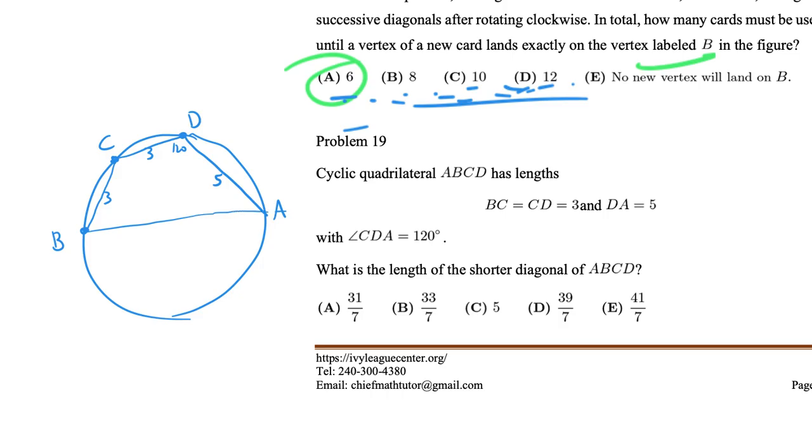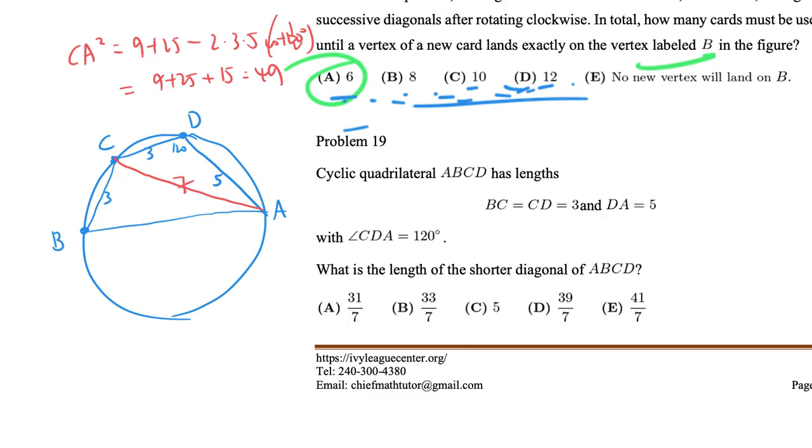So we could very quickly know what CA is by law of cosines, right? CA squared is just 9 plus 25 minus 2 times 3 times 5 cosine 120. Cosine 120 is negative 1/2, so this is equal to 9 plus 25 plus 15, and this is 49. So this is 7, which is very convenient. And then we also want to find what BD is. BD is clearly shorter because none of the options are 7, so that already tells us BD is less than 7. And again, remember that this is a cyclic quadrilateral.